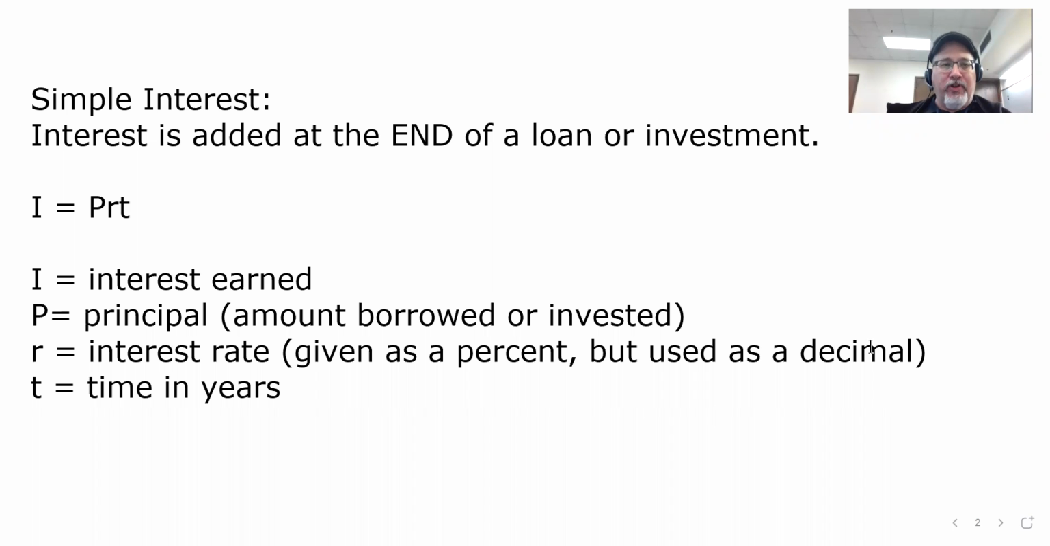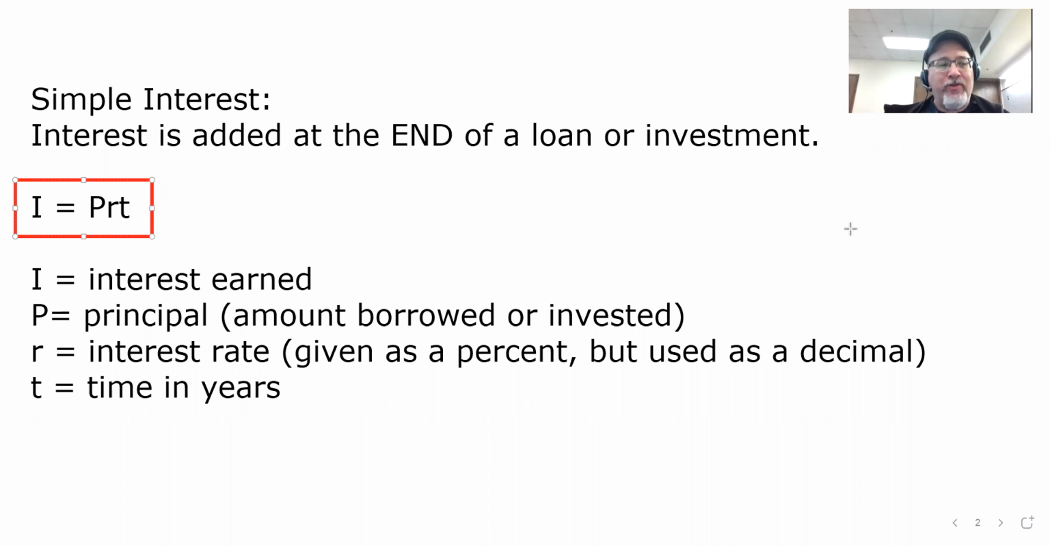The formula for simple interest is really simple. The formula for simple interest is right here. I equals PRT. I is the interest earned, P is the principal, which is the amount borrowed or invested, R is the interest rate, which is given as a percent but used as a decimal. So make sure you know how to convert percents to decimals. I'll remind you here in these upcoming examples. And T is the time in years.